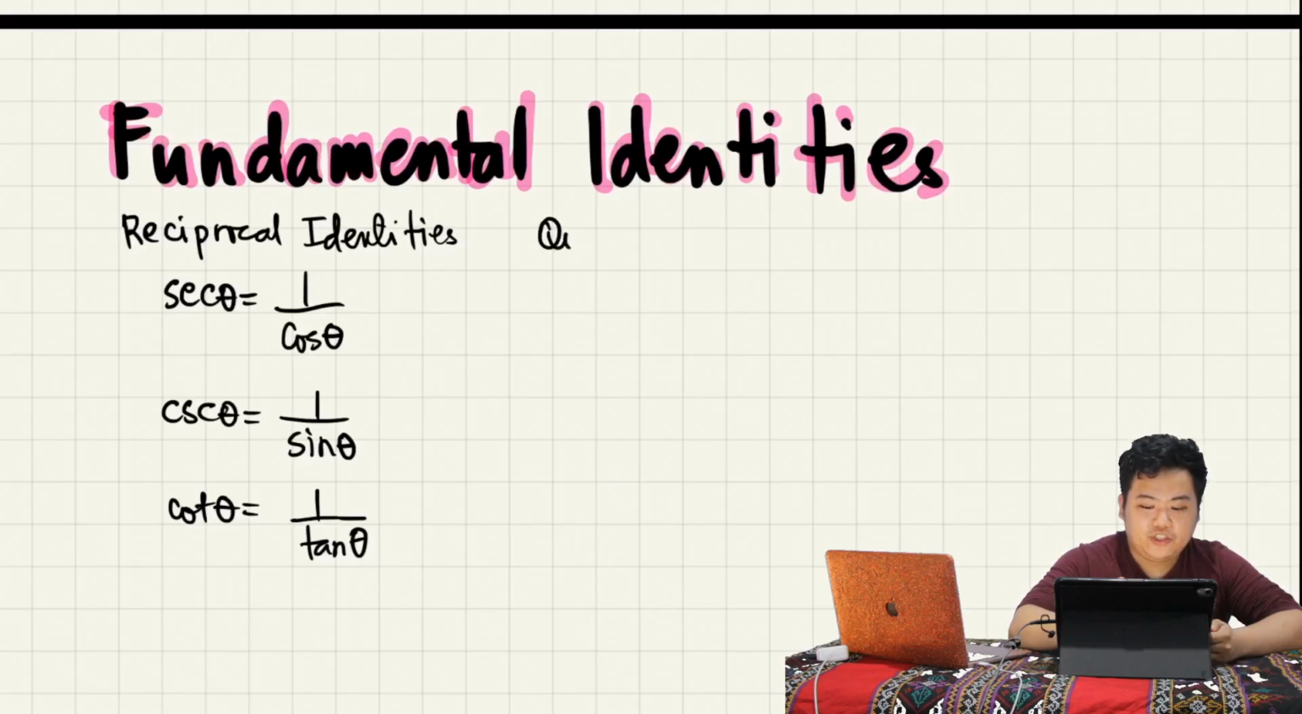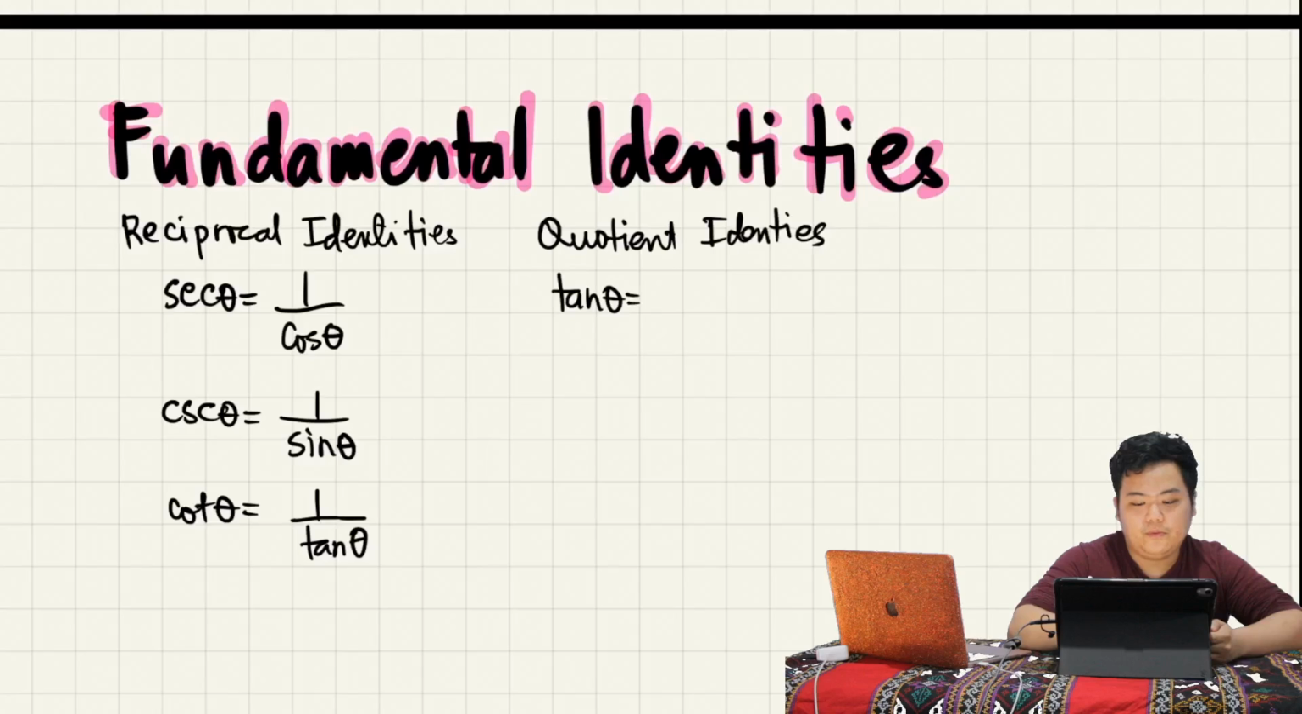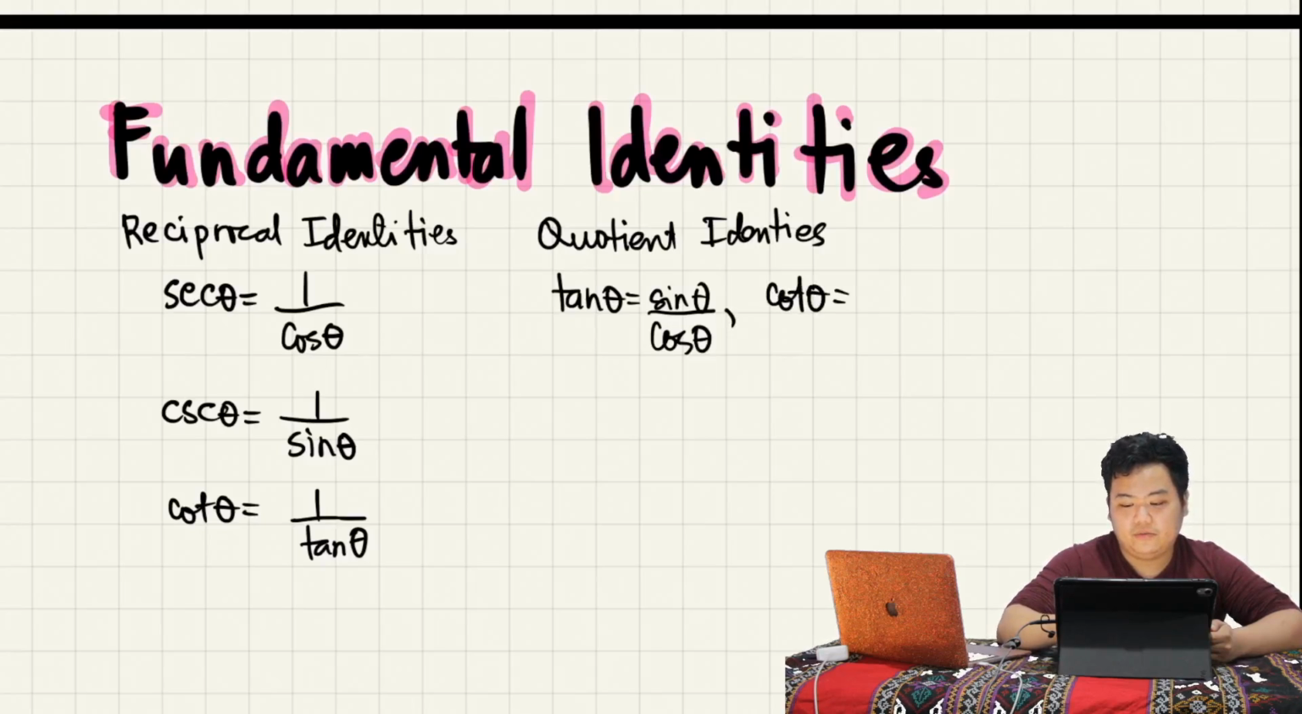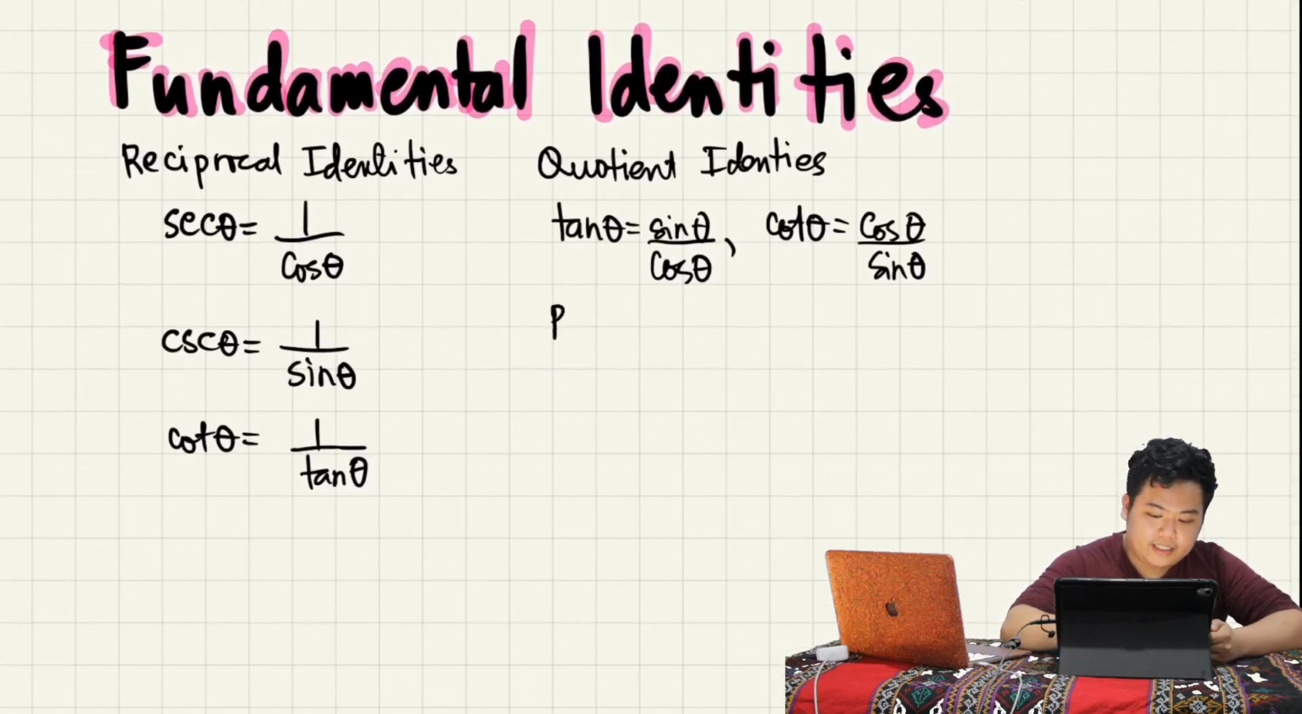And we have the quotient identities. Which is yung tangent is equal to sine theta over cosine theta, while cotangent theta is equal to cosine theta over sine theta. And finally, we have the Pythagorean identities. Pythagorean, pa fancy. Pythagorean identities. Okay.